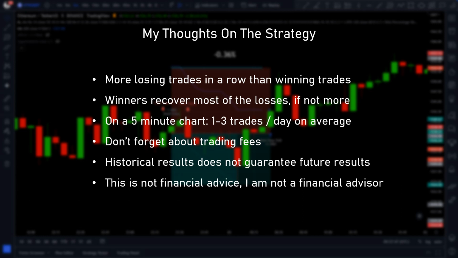Moving on, I want to talk about the trade frequency. As we are using a 5-minute chart, trades occur quite frequently, I would say around 1 to 3 trades per day on average. You also have to keep in mind to calculate with fees, especially if you are using such a low time frame and you don't have a zero-fee trading broker.